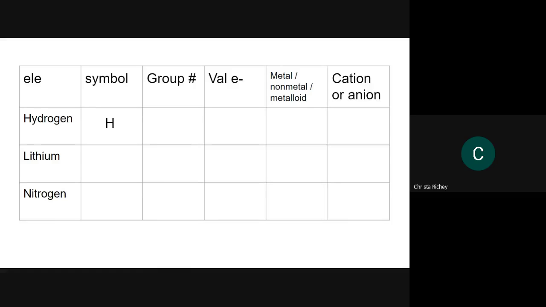Okay, so hydrogen is the one that was done for you, so you can just tell me the answer since it's on the paper. Hydrogen's in group 1. So that means it has 1 valence electron. Is hydrogen a metal, a non-metal, or a metalloid? Non-metal. It is the only non-metal on the left-hand side of the periodic table.